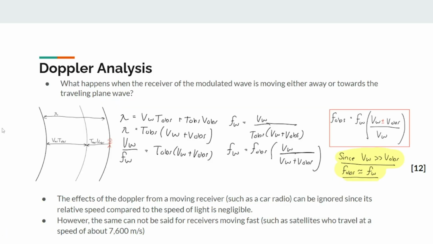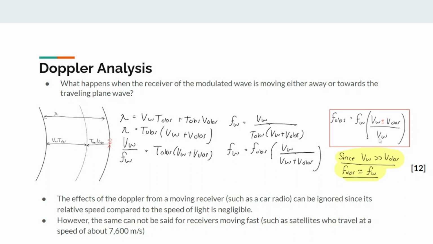So this is some Doppler analysis. What happens when the receiver of the modulated wave is moving either away from or towards the traveling wave? As you can see, this is an observer. If he's traveling towards the wave or away from the wave, I did a little analysis here. This is what it comes out to be. As you can see, it's the frequency of the wave times some constant. Actually, it doesn't necessarily have to be a constant, but it's times some term that is dependent on the velocity of the observer and the wave.